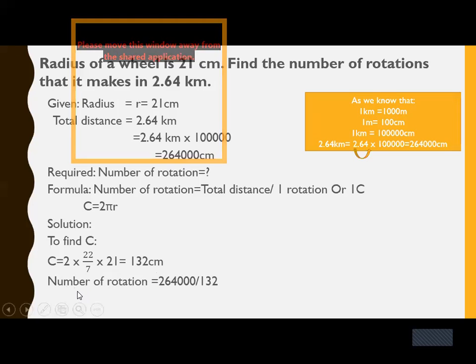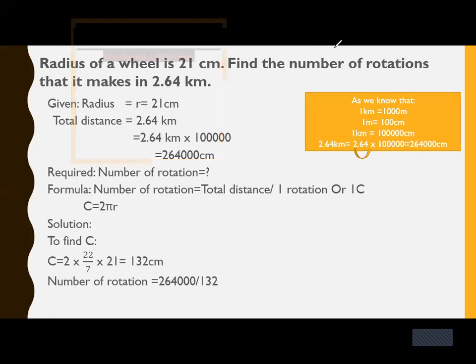Now the number of rotation. For the number of rotation, just put the value of total distance. What is the total distance here, students? Look at this total distance. We have already converted the total distance into centimeters, so we are going to put this value here, not 2.64. Now circumference is 132 centimeter. Circumference and total distance, both units must be same.